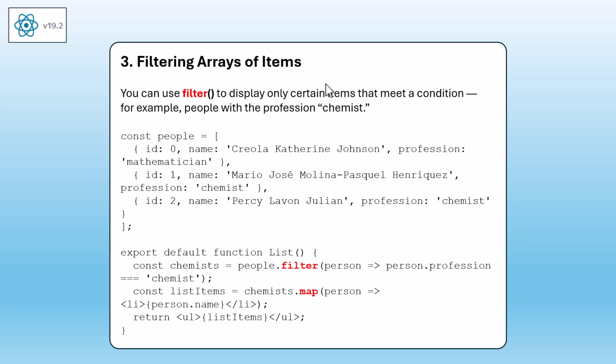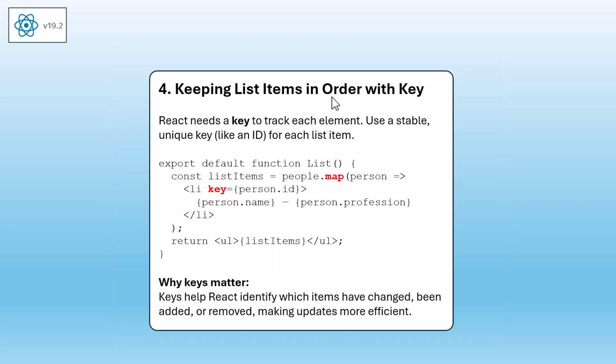Once you have filtered your array, you can then use map again to transform that subset of data into visual components. In this case, you might show the person's image, their name in bold, their profession, and what they are known for. When your component returns this new list, React will render it dynamically. Again, you may notice that the console still warns you about missing keys. We'll fix that next.